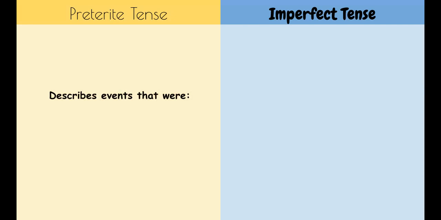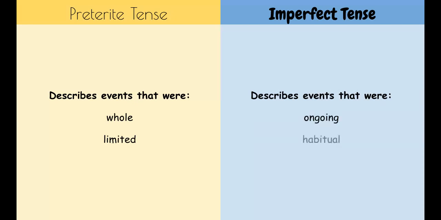So going back to the beginning, if you're ever confused, go back to these general principles. These are really what's going to help you decide if you're going to use the preterite tense or the imperfect tense. The preterite tense describes whole events and limited events, whereas the imperfect tense describes ongoing and habitual events.